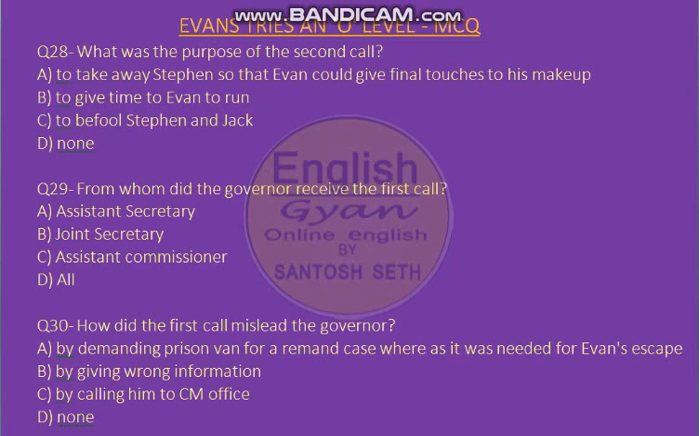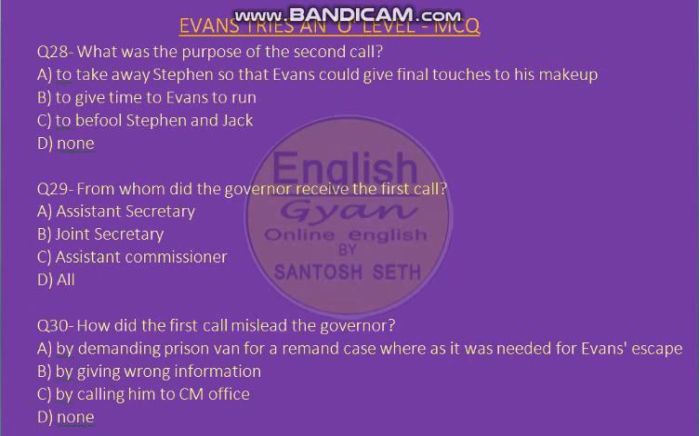to take away Stephen so that Evans could give final touches to his makeup. B. to give time to Evans to run. C. to befool Stephen and Jack. D. none. Question number 29. From whom did the governor receive the first call? A. Assistant Secretary, B. Joint Secretary, C. Assistant Commissioner, D. all.